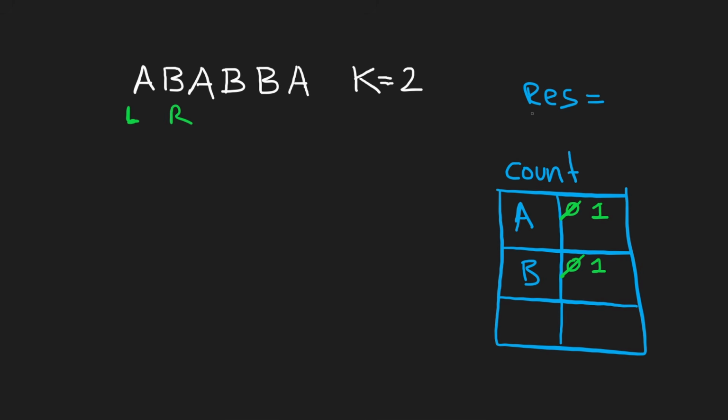I guess I did forget to update our result. So since this window is valid, the length of the window is going to be set to the result, right? So right now the result is 2. 2 is the length of the longest window that we can get. So that's our result for now.